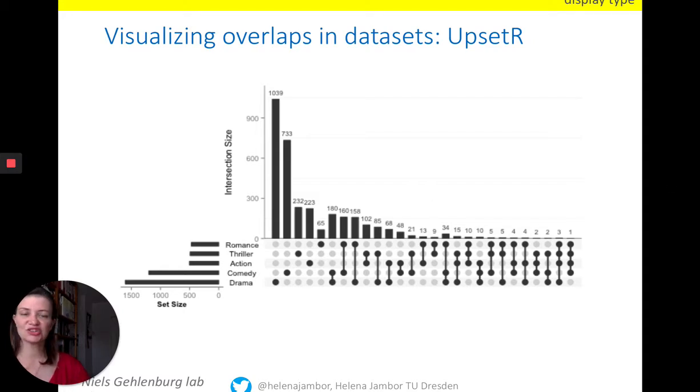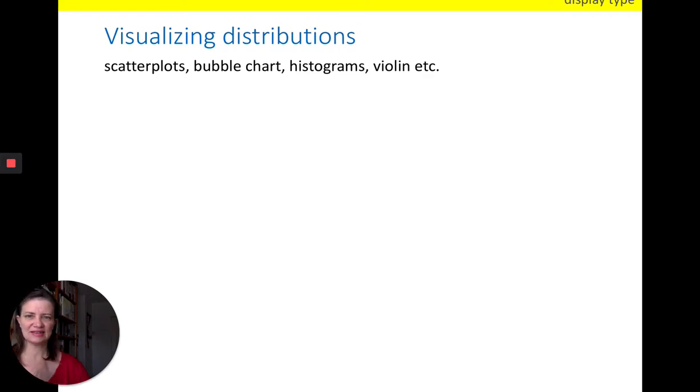So what is extremely popular in science is to visualize distributions. For this purpose, we have something called scatterplot, bubble plot, histogram, violin, and so on. The list goes on and on and on. So let's look at the most simple of them.